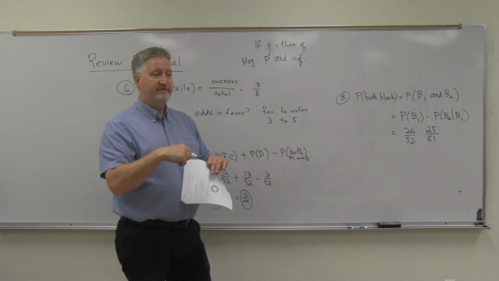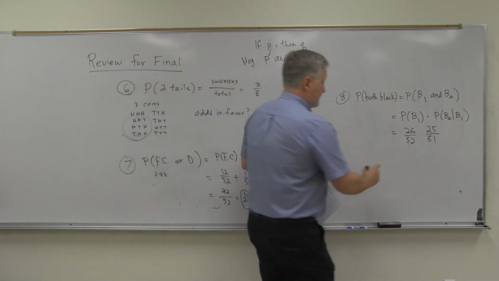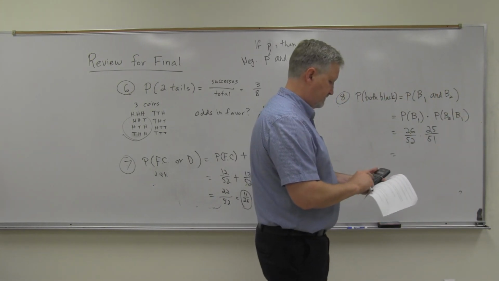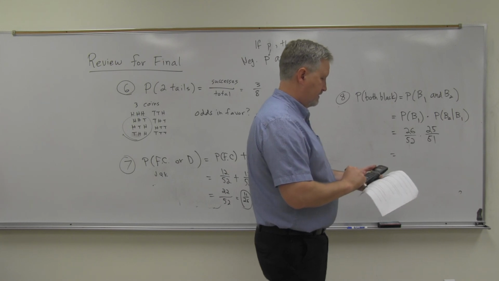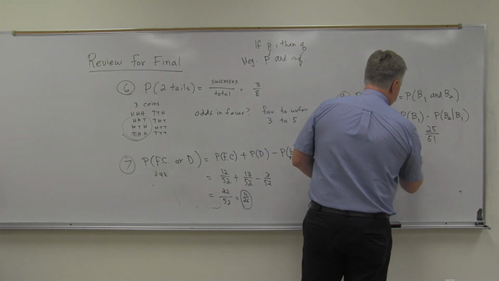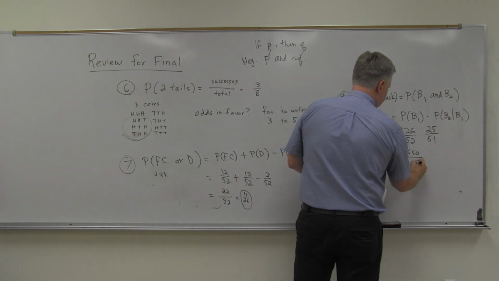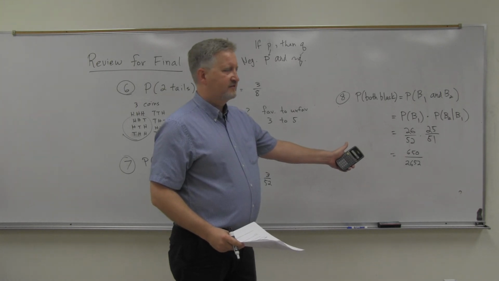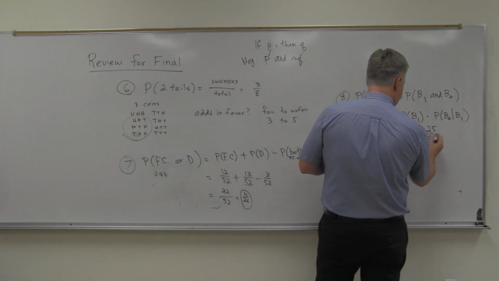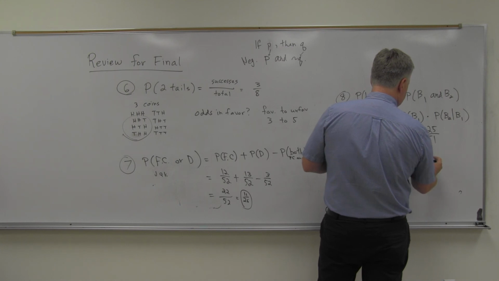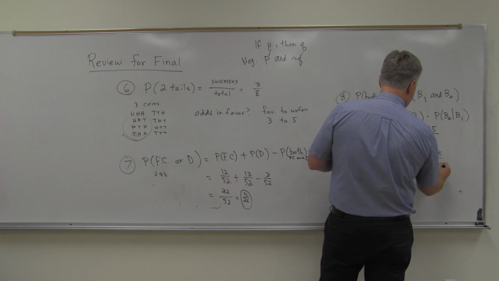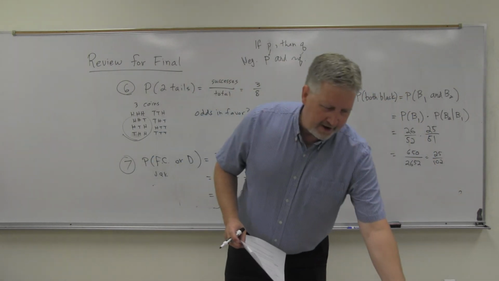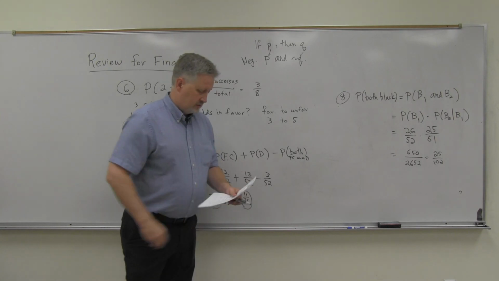And then you multiply those together. And if you just multiply them straight, 26 times 25, 650. 52 times 51, that's 2652. And then you can reduce that. I think it's going to be 25 over 102. Yeah. Somebody got that? All right. Question on probability.